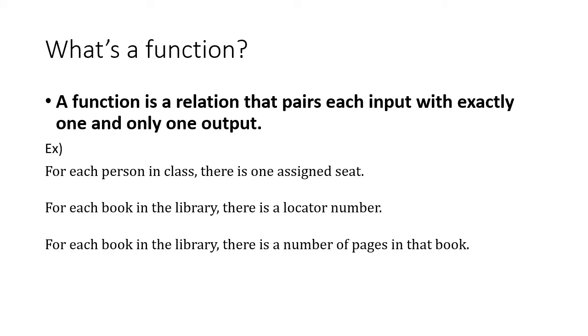For example, for each person in a class, there is one assigned seat. For each book in the library, there is a locator number, like a Dewey Decimal System thing. For each book in the library, there's a number of pages in that book. And importantly, another way to think about this is that functions are predictable. If you plug one thing in, you know that you're only going to get one specific thing out.